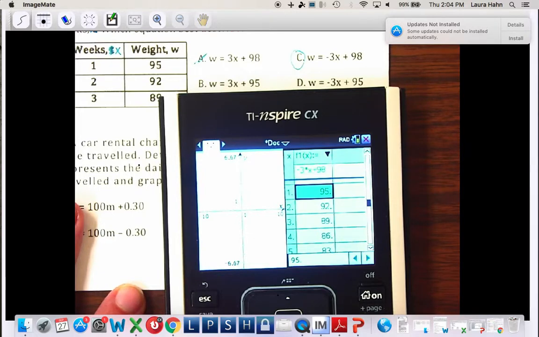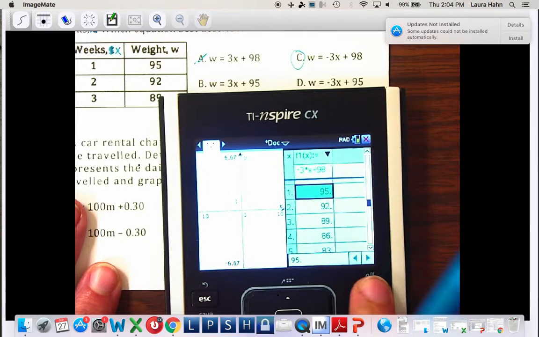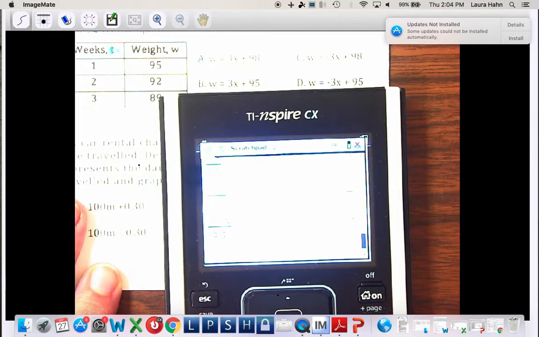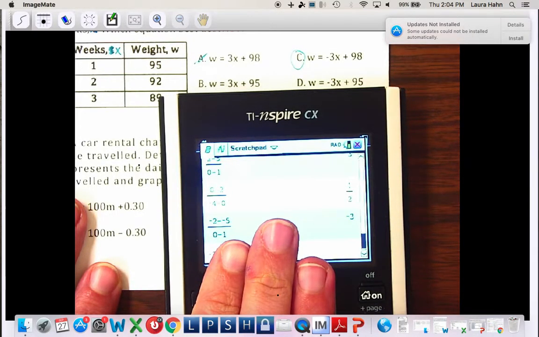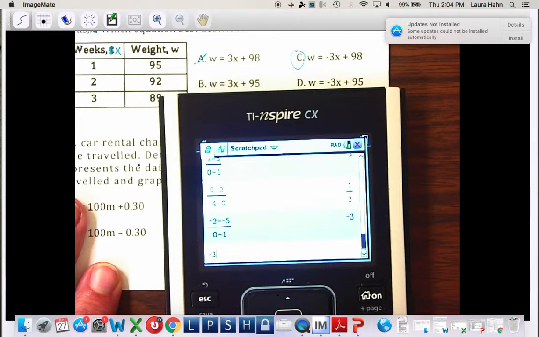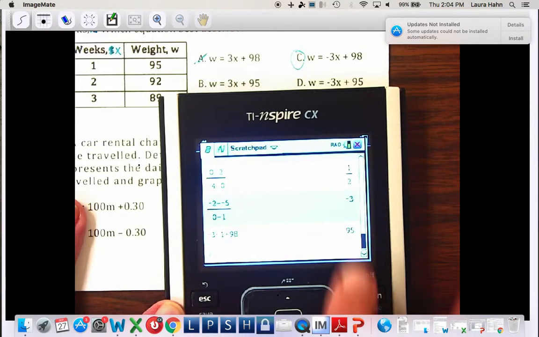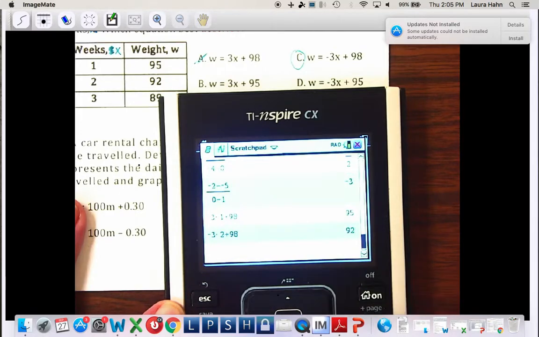So you could graph a table, or, like I said, you could plug in. And let's do that. Negative 3 times our first x, which is 1, plus 98 equals 95, which is what we wanted. Or negative 3 times our second x, which is 2, plus 98, 92. So either way.